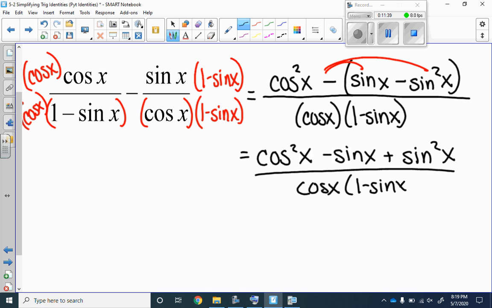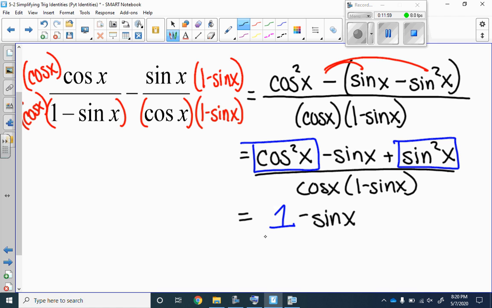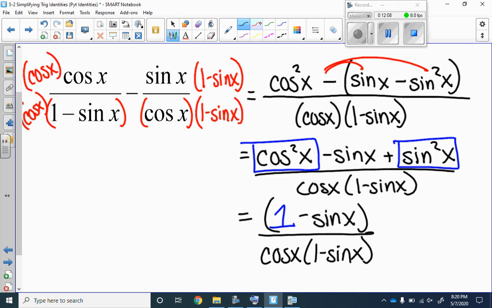Now, I don't like to FOIL things out until the very last and final part because you might have some things that do cancel. Here I have a cosine squared x and a sine squared x that are being added together. So that right there is giving us a 1, and I have 1 minus sine x divided by cosine x times 1 minus sine x. Well, notice your numerator and denominator both have that 1 minus sine x. That's going to cancel out. So I have 1 over cosine x, and that gives us the secant of x.